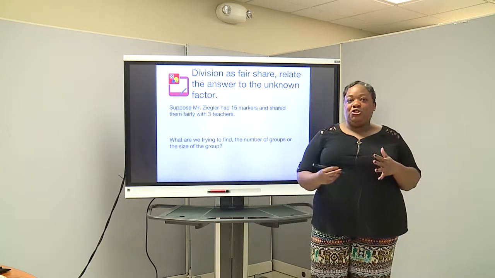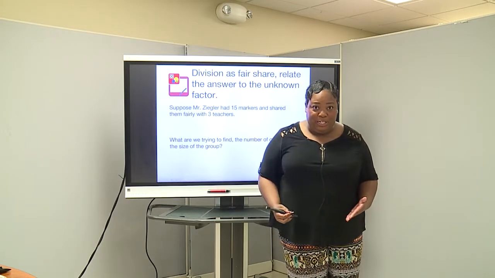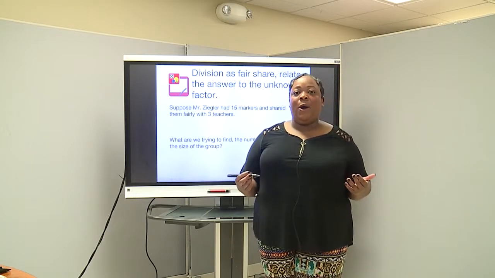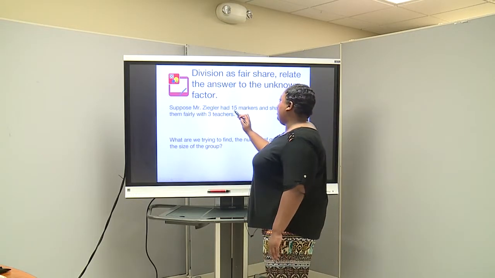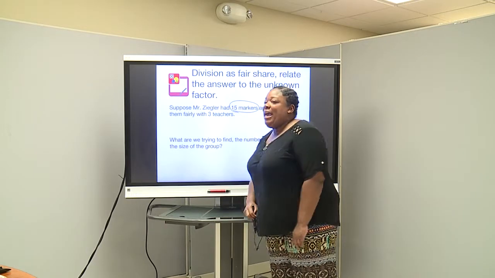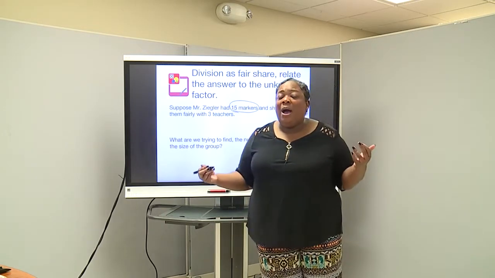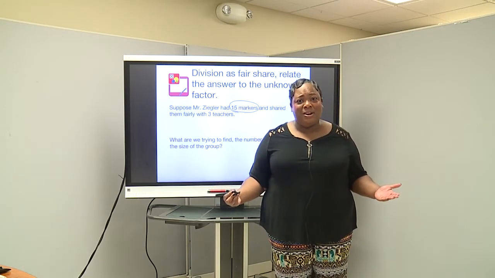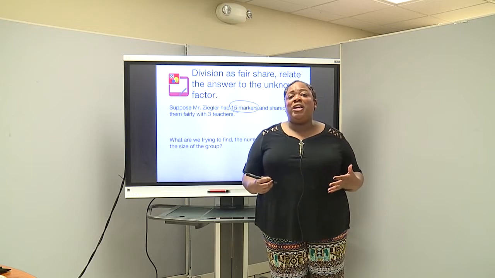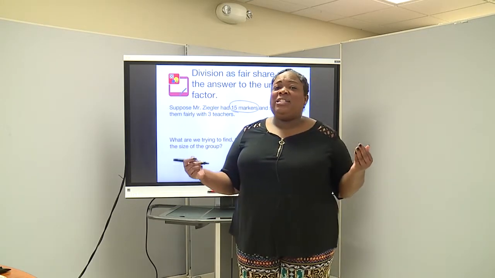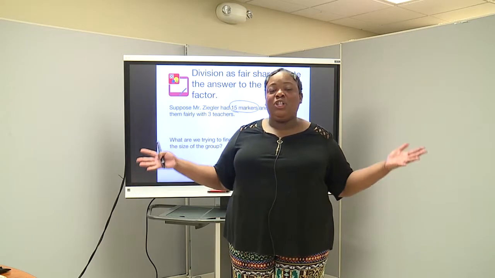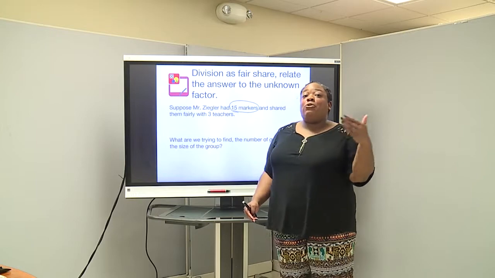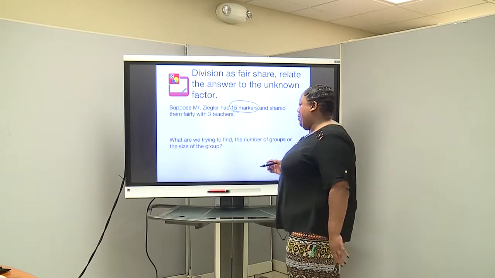Now, let's try it in a different way, and this will be the last problem we do. Let's suppose that Mr. Ziegler, instead of giving me 18 markers, gave me 15 markers instead. Since he gave me a lesser amount, now he feels bad. He knows we have a third teacher, and he wants to share with that third teacher too. So now we're going to take 15 markers and divide them among 3 teachers. So how many groups do we have? Well, let's think about it. We have 3 teachers, so we have 3 groups, okay?